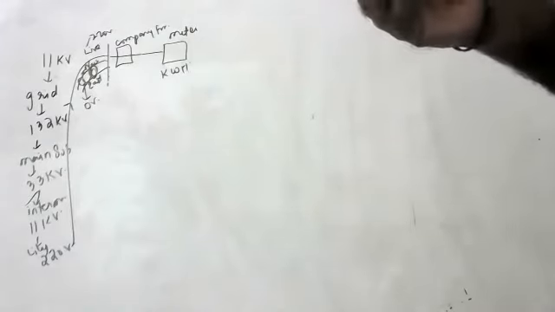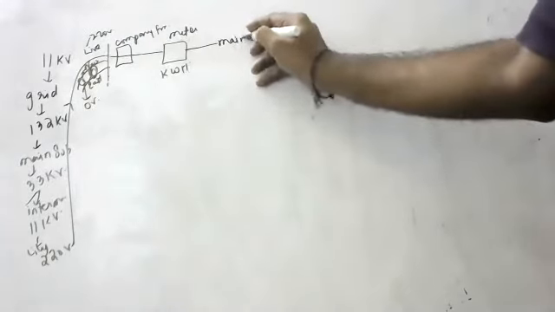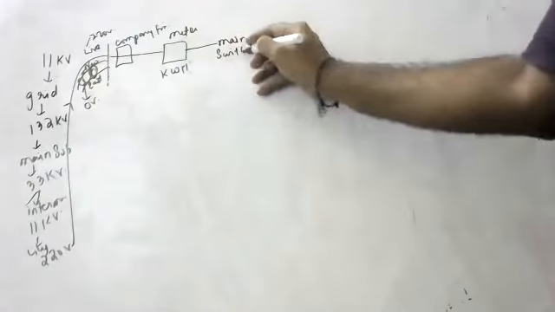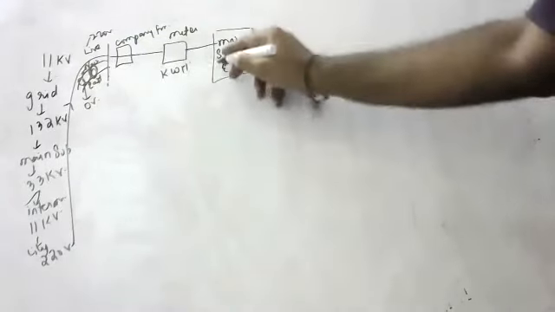Now the cable is connected to the kilowatt hour meter in our house. From this meter, connection is made to the main switch. I told you yesterday, the main switch is also called ELCB. What is ELCB, children? Earth leakage circuit breaker. It is called the main switch or ELCB.